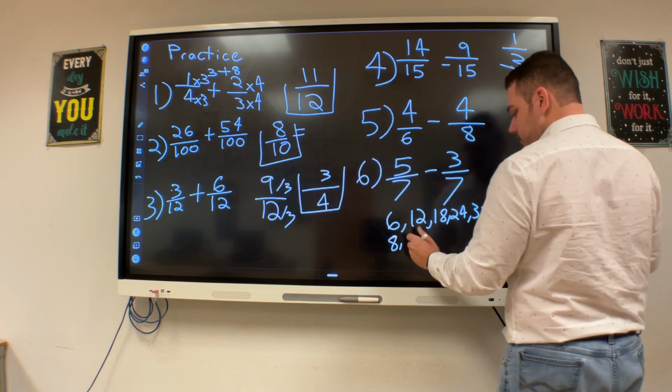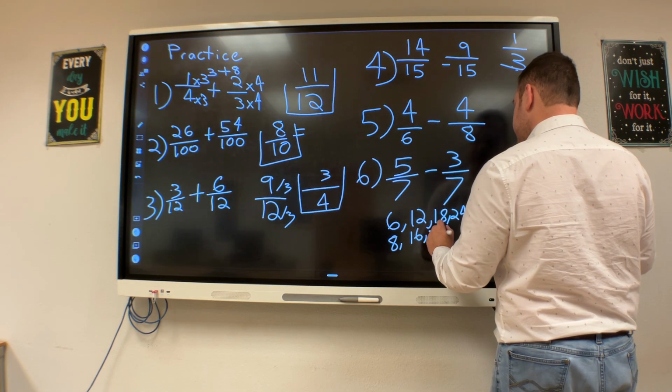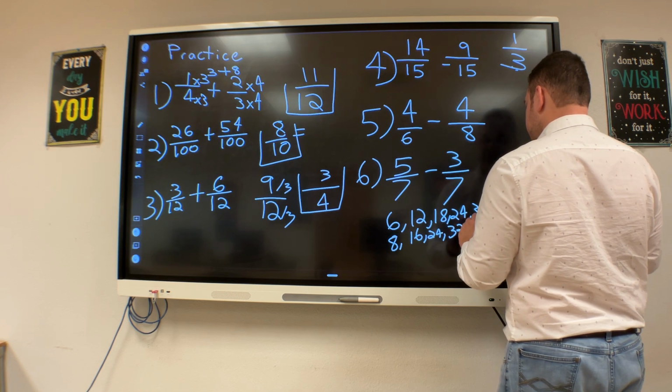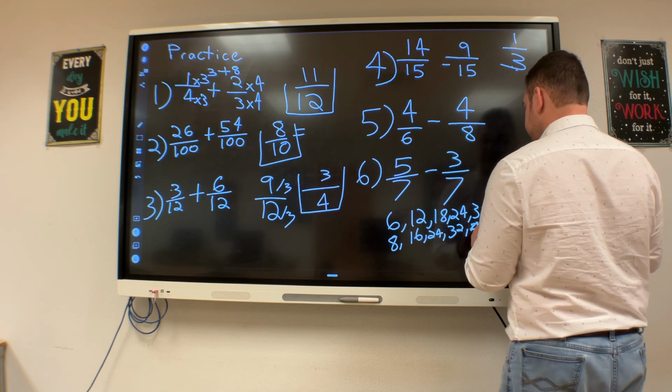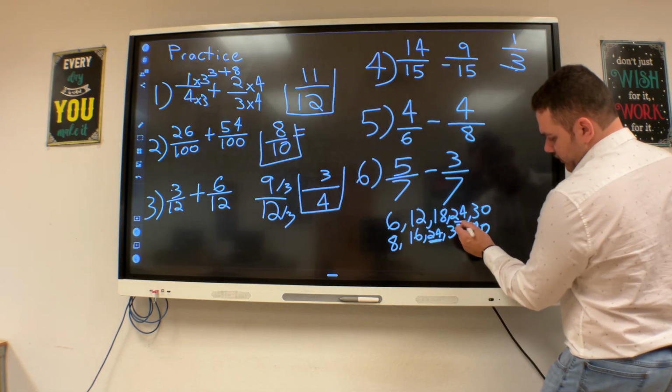8 times 1 is 8. 8 times 2 is 16. 8 times 3 is 24. 8 times 4 is 32. 8 times 5 is 40. Well, let's see. I got 24 right there, and I got 24 right there.